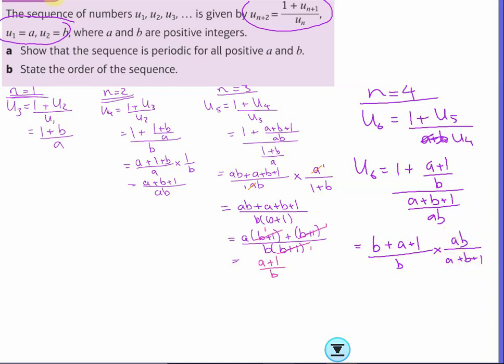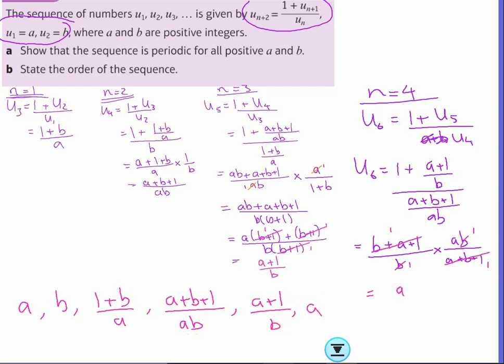Okay, this is nice. I think this is going to work. So we can cross cancel there. That's a 1. Cross cancel here. That's giving me 1s. 1 times a is a over 1. Hey, we got an a. Right. So what do we have? We have a, b, 1 plus b over a, a plus b plus 1 over ab, a plus 1 over b, and then a. Right, I'm going to assume, I could work it out, but I can't be bothered. The next one is going to be b. So it's got a 1, 2, 3, 4, 5. Periodic, order 5. Bosh, done. Glad that's over with.